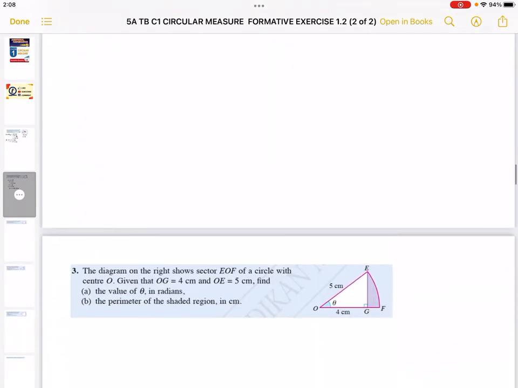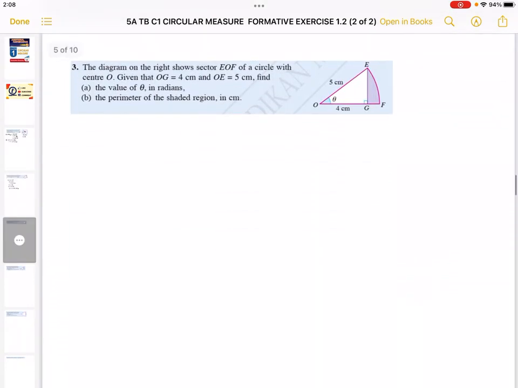Moving on to question number 3. The diagram on the right shows sector EOF of a circle with center O. Given that OG is 4 cm, OE is 5 cm, find the value of theta in radian. Okay, number 1, I know the length of these two sides.